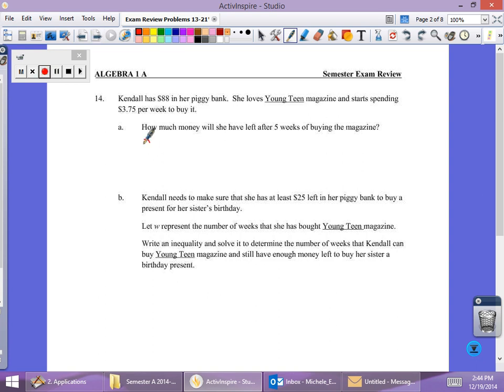Well, she's starting with $88. If she's spending money, that means she's subtracting. Every time she buys, it's $3.75. And if we're buying 5 of them, we'll have to multiply $3.75 times 5. So if you do 88 minus $3.75 times 5, the total amount of money that she will have left after buying those 5 magazines is $69.25.